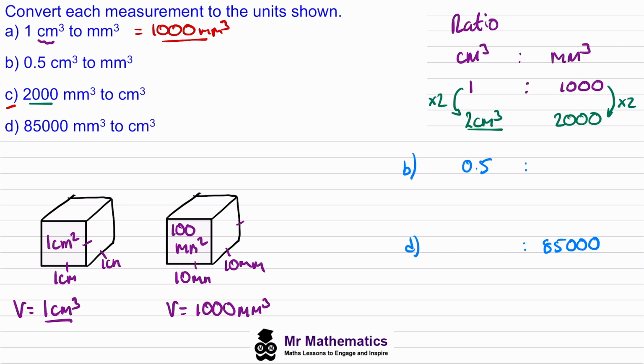Okay, so welcome back if you had a go. So for question B, we've got 0.5 centimeters cubed. So we'll halve this one. We'll halve the 1000 on the right-hand side, and this will give us 500 millimeters cubed. And then for question D, well, we need 85,000, so we can multiply this 1000 by 85. We'll do the same to the 1, so this will give us 85 centimeters cubed.